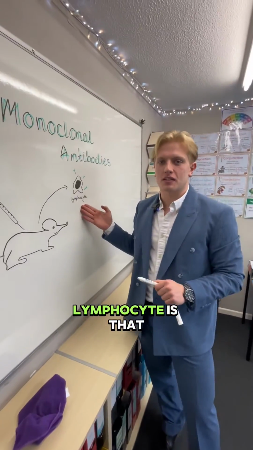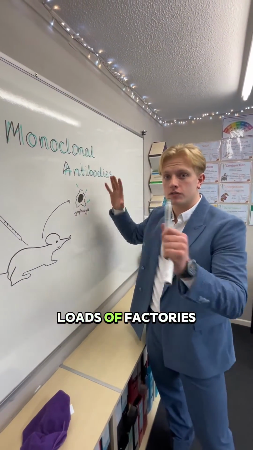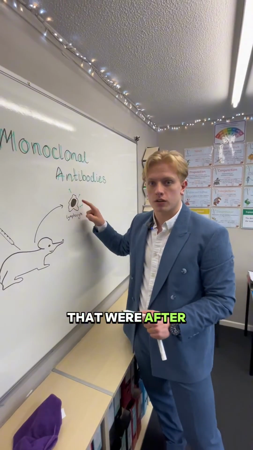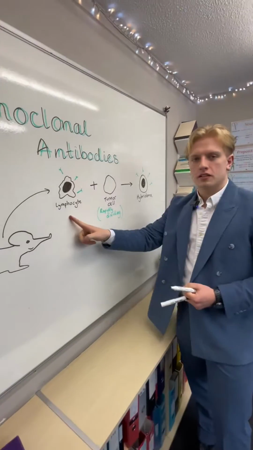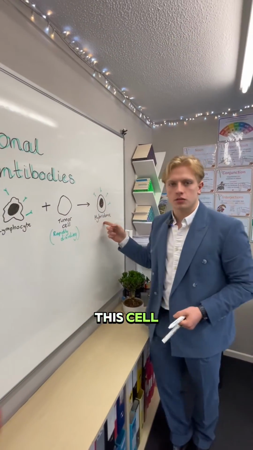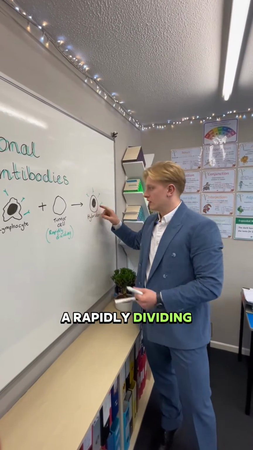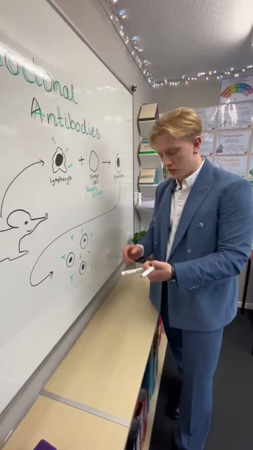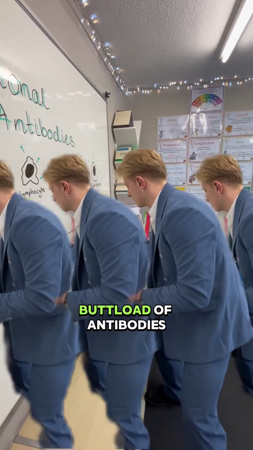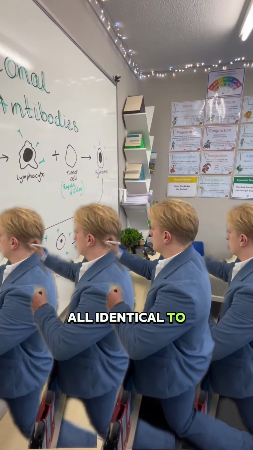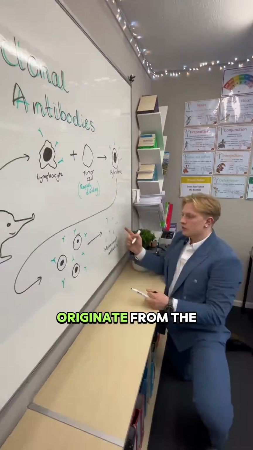The problem with this lymphocyte is that it cannot multiply. So in order to make this cell divide so that we've got loads of factories producing loads and loads of antibodies that we're after, we add this to a tumour cell, a cell that's dividing rapidly. Lymphocyte plus tumour cell gives us this cell, which is called a hybridoma, the mix of those two together. So this is a rapidly dividing antibody-producing cell. That hybridoma that we produce divides, leading to the production of an absolute buttload of antibodies, all identical to each other. That is the reason we call this monoclonal antibodies, because they all originate from the same clone.